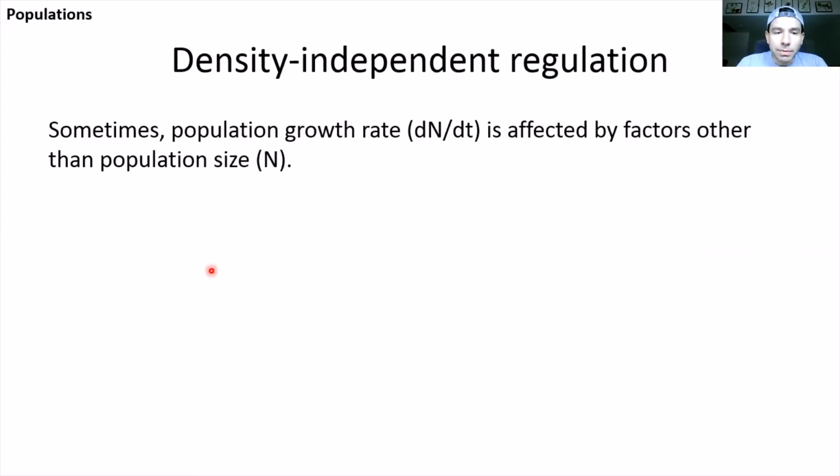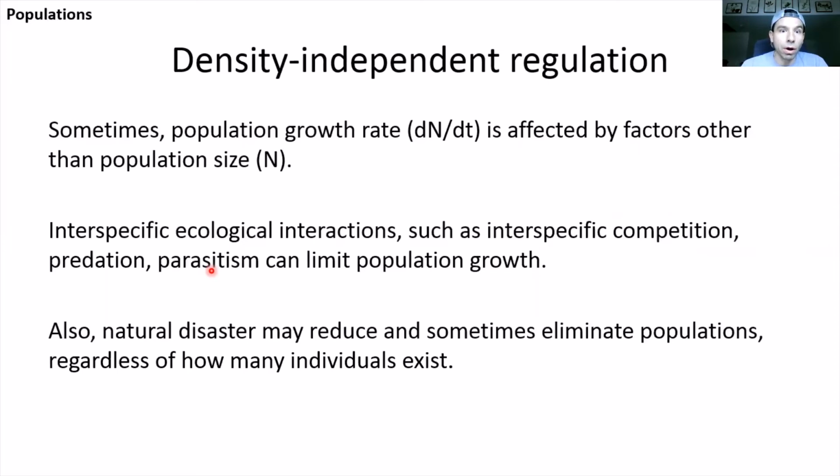However, sometimes population growth rate, the ΔN/Δt, is affected by factors other than the population size, like, well, other species, other populations. For example, interspecific ecological interactions such as interspecific competition or predation or parasitism can limit population growth. And sometimes there are even abiotic regulators that are independent of a population's density, like natural disasters that can sometimes eliminate an entire population regardless of how many individuals there were.